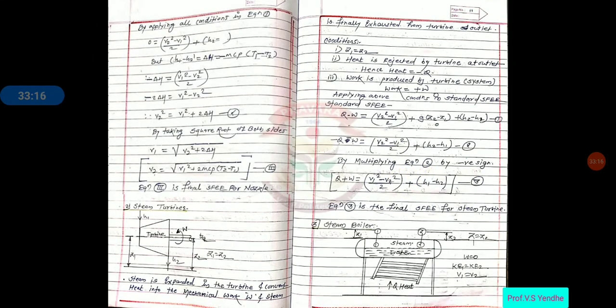Applying all the above conditions, we will get Q minus W is equal to (V2 square minus V1 square) divided by 2 plus g(Z2 minus Z1) plus (H2 minus H1). This is the standard steady flow energy equation, and after putting all these conditions into it, we will get finally the equation, minus Q minus 0 is equal to 0 plus 0 plus H2 minus H1, so that finally, after changing the sign of both sides, we will get Q is equal to H1 minus H2.